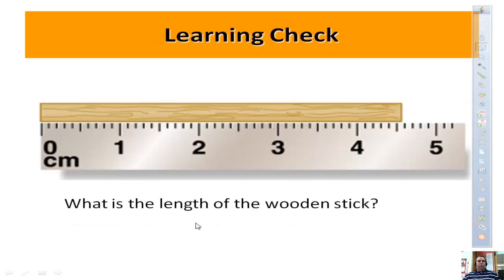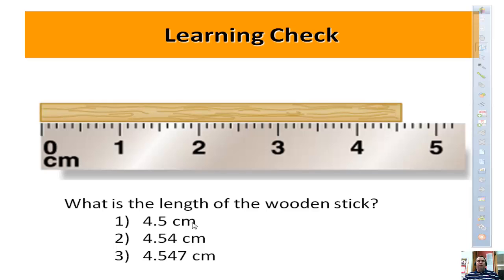What is the length of the wooden stick? Again, I've got 4.5. I've got 4.54. I've got 4.547. Well, let's go ahead and look here. We know it's definitely 4. We know it's definitely 0.5. 1 is out because we don't have an estimated position after that. Again, I know that it's less than 0.6. I now have to look and say to myself, there are no further divisions between that 0.5 and 0.6, so I'm going to estimate that next position. So our correct answer is going to be 4.54.